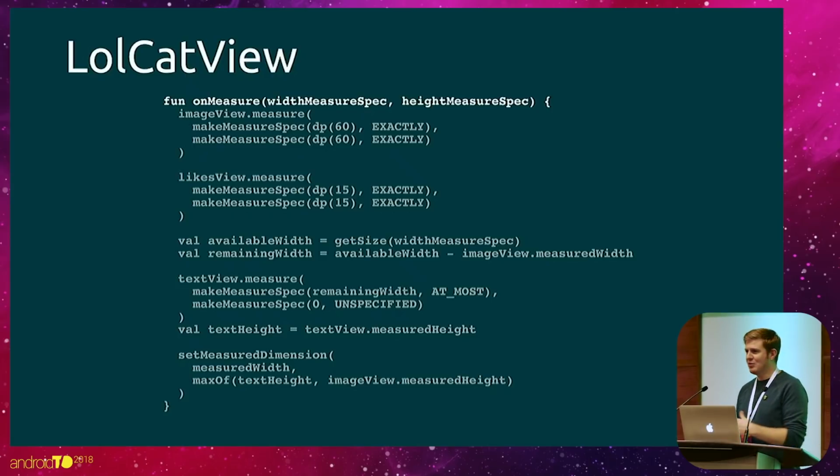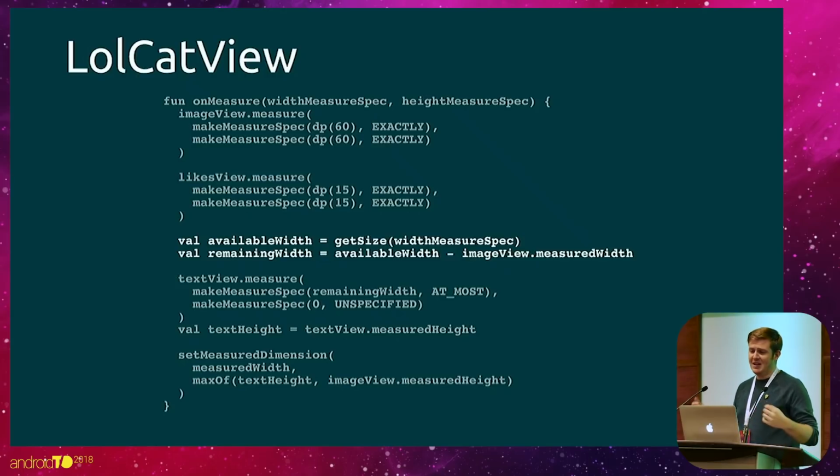First thing you want to do is hit the children that you know to be constant. So we know the image view is a constant size. We just set it as an exact 60. Same with the likes view. It's just going to be an exact value, so nothing really affects that. But we have to address the unknowns. The unknowns being we don't know how wide this LolCatView is going to be, and we don't know how wide the text view is going to be.